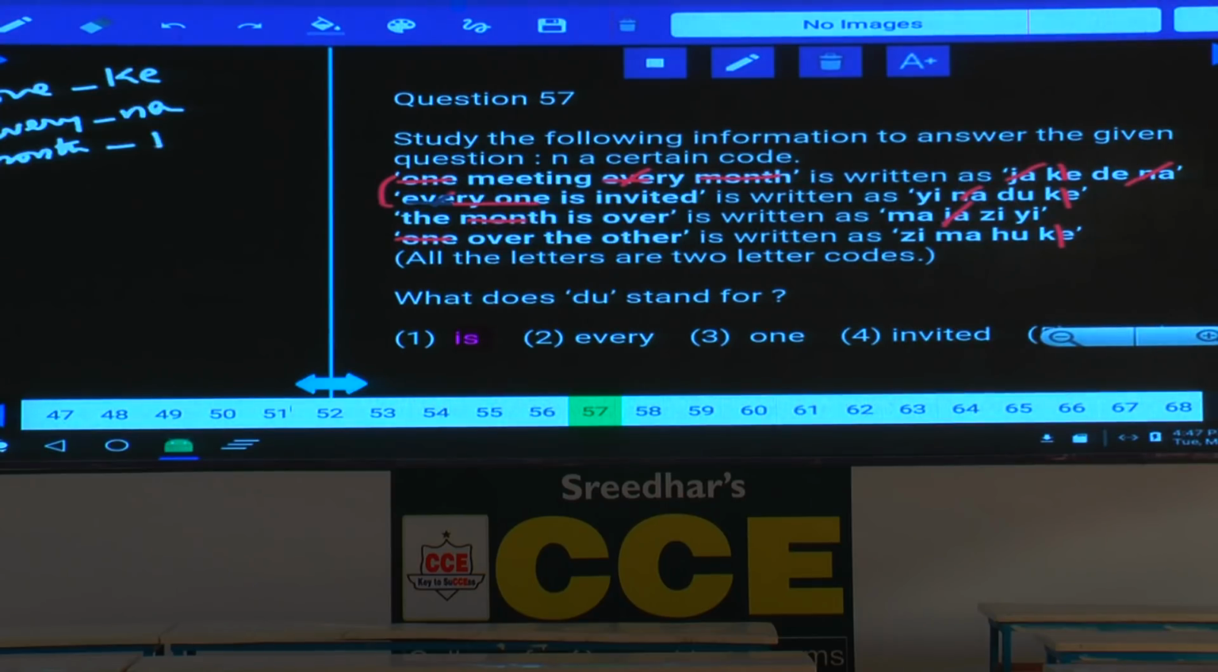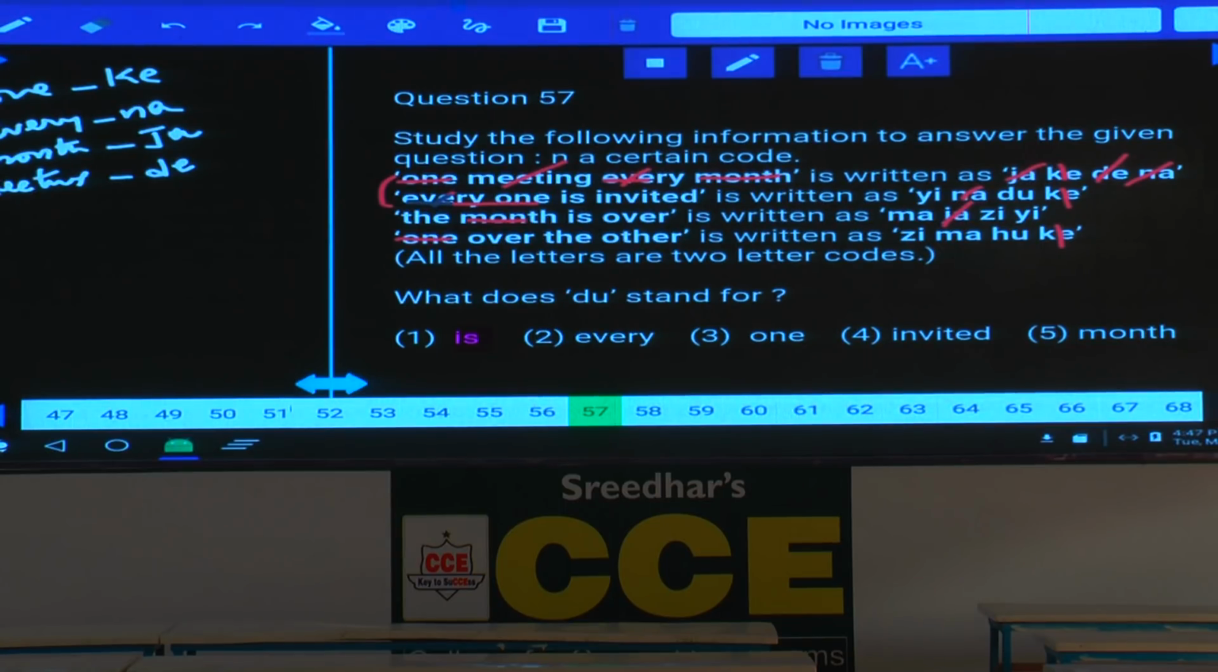Hence month is JA. If month is JA, then what is left over here? Meeting is left over. As meeting is left over, what is the code left over here? DE is left over. Hence the code to the word meeting is DE. Done with this? Then the first sentence is completely done.